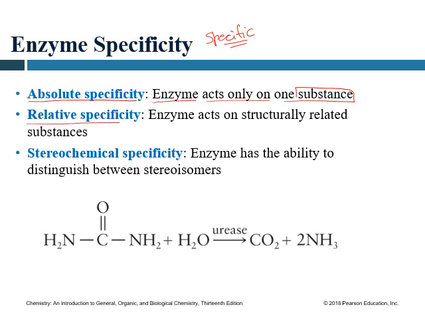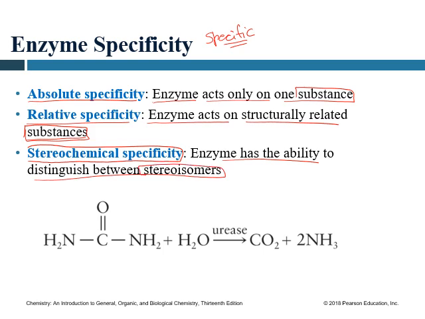Relative specificity means the enzyme acts on structurally related substances. Even though the functions of the substances are different, if they look structurally similar, the enzyme can work on them if they have some common structural feature. And the third one is stereochemical specificity, meaning the enzyme has the ability to distinguish between stereoisomers.